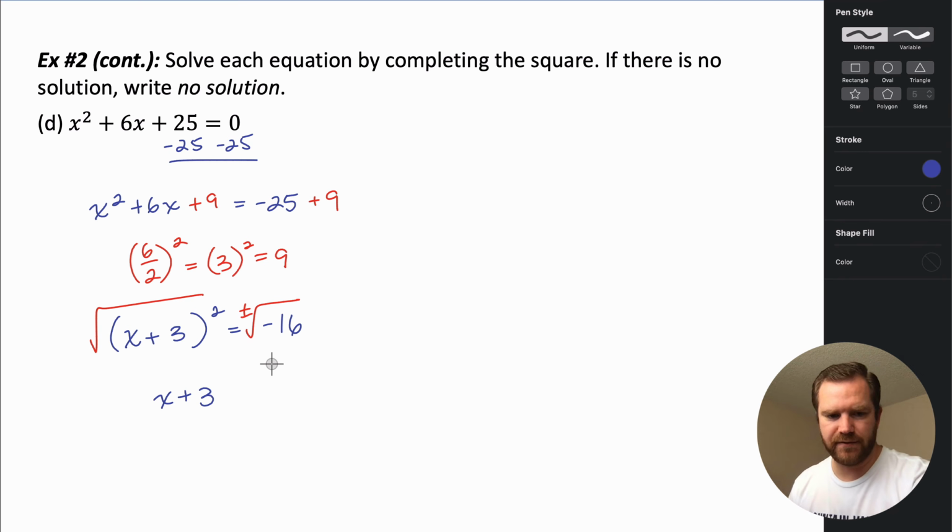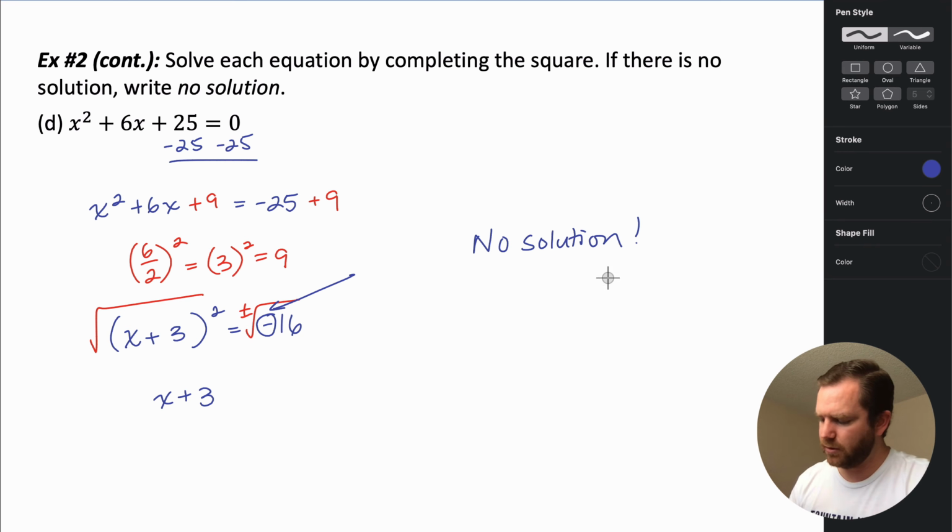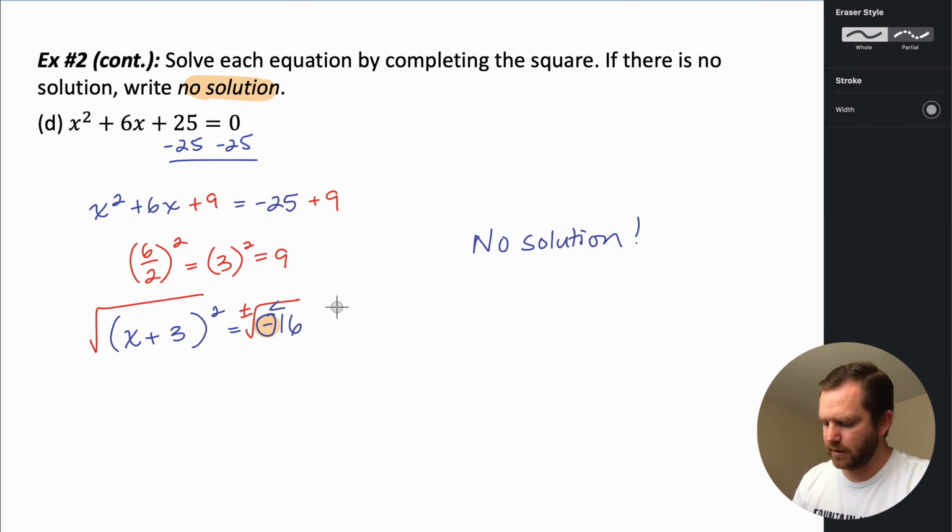And what's the square root of negative 16? Is there any number that multiplies by itself to be negative 16? Well, no. There's not a real number that multiplies to be this. So because there's this negative inside our radical, this tells me we have no solution. So this is the situation that you're looking for when you have no solution, right? If there's no solution, it's when you have a negative in your radical like this. So this ends up actually being just no solution and will not have a value.